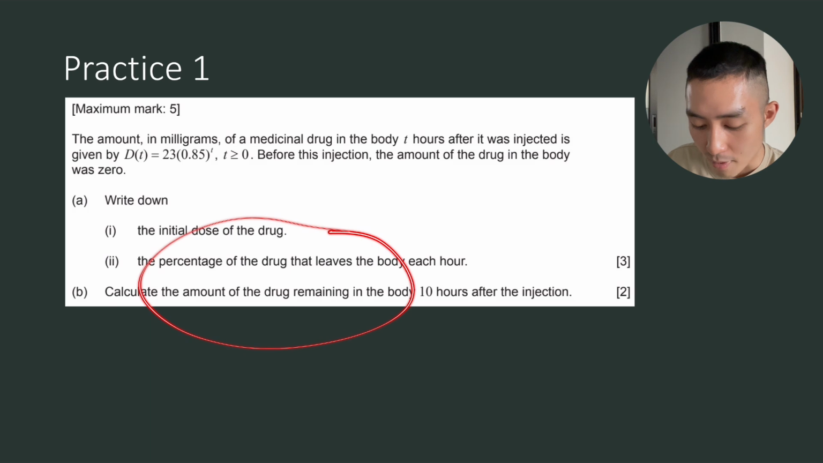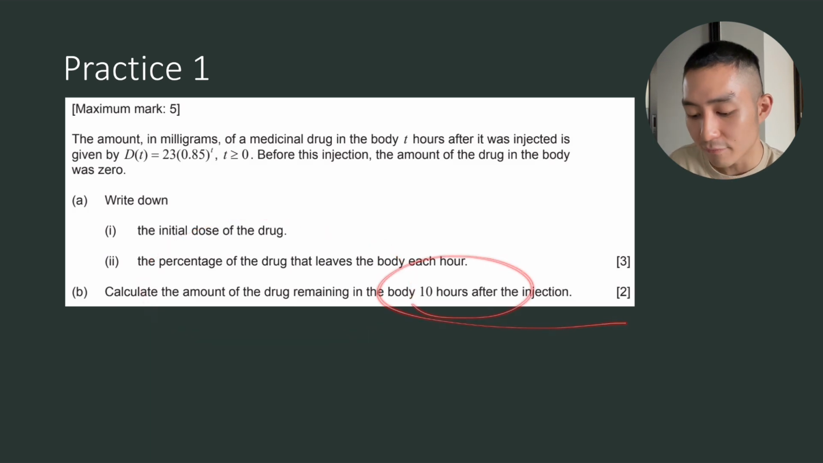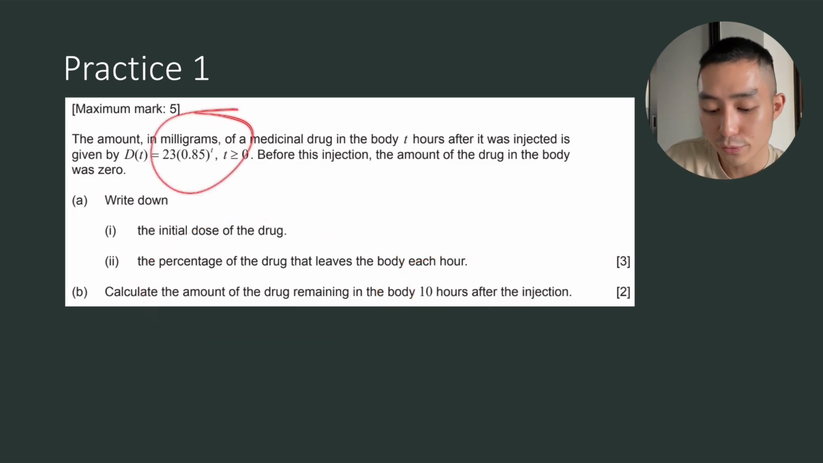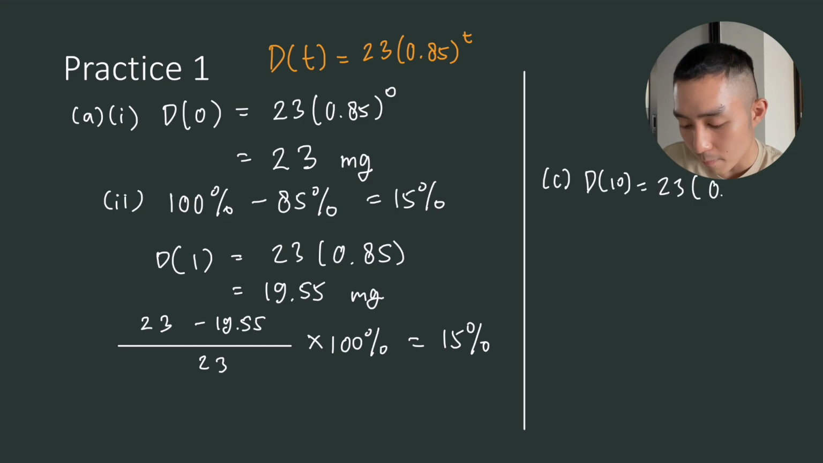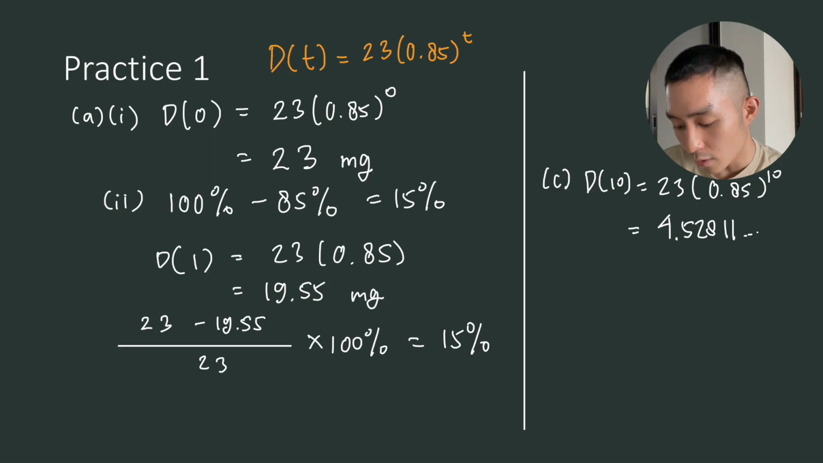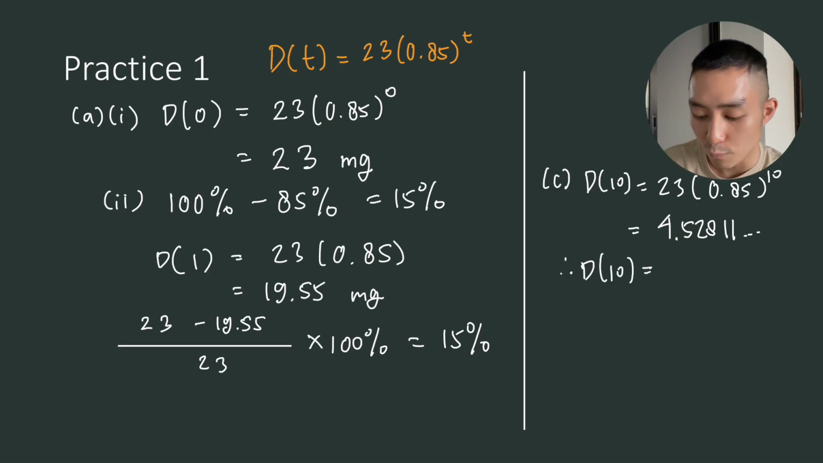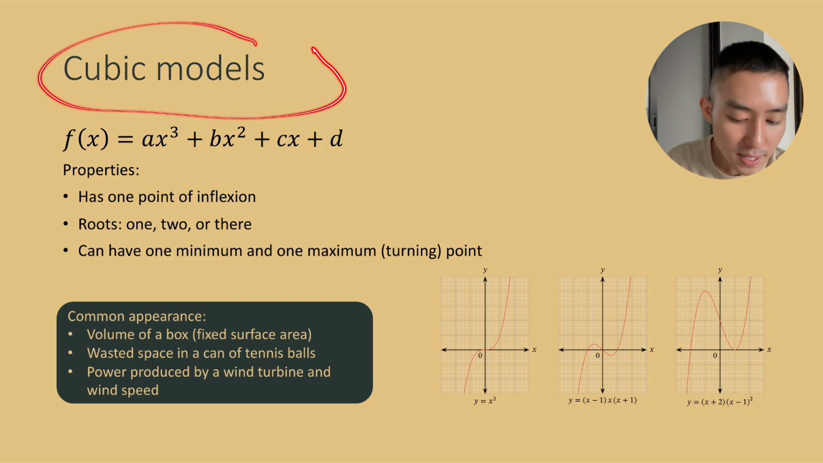Now we need to find the amount of the drug 10 hours after the injection. It means t equals to 10. So we can substitute directly. D(10) is 23 multiplied by 0.85 power 10. So it is 4.52811..., and we can round that into 3 significant figures, in which we will get 4.53 milligram.